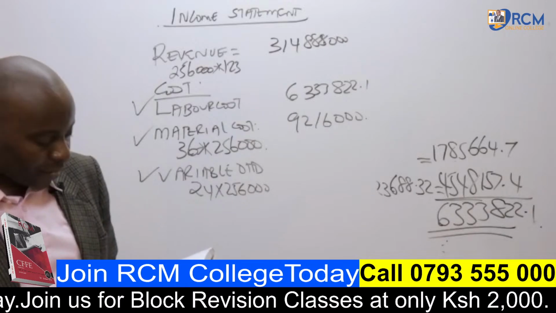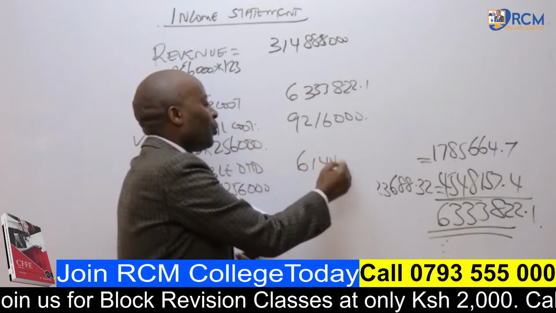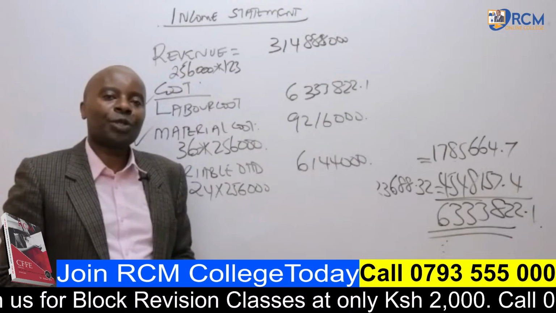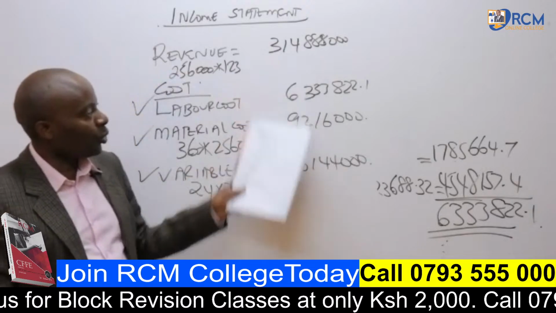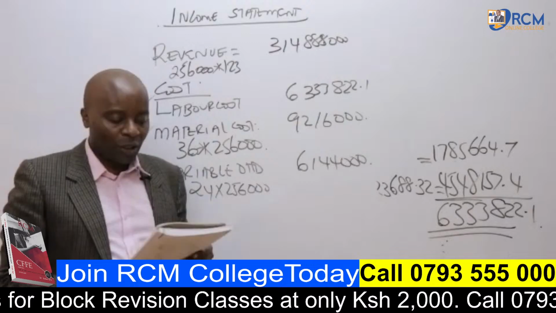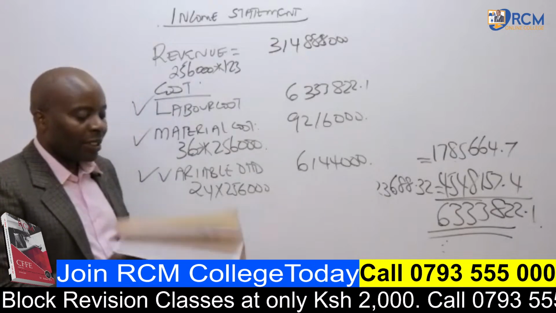Yes, I can see somebody saying it's 61,44,000. Remember, the examiner never asked for contributions. If he had asked for contributions, this is what we could have only subtracted. Here, the examiner, ladies and gentlemen, has asked for profit. So profit dictates that you must come here and deduct.